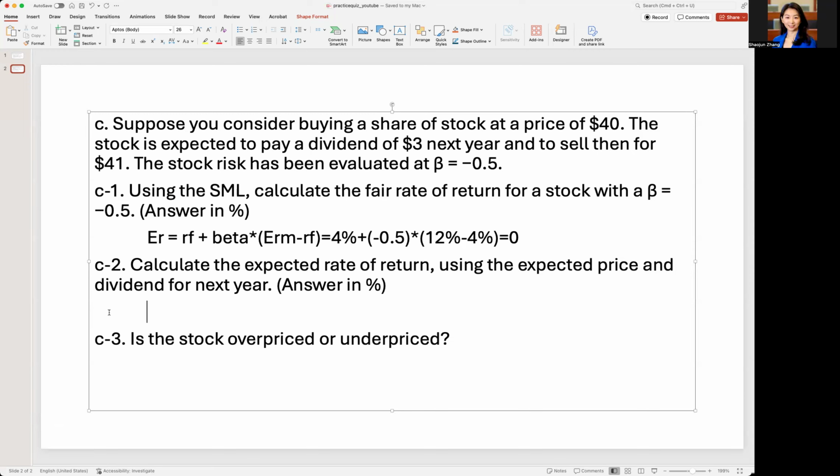Part two, calculate the expected rate of return using the expected price and dividend for the next year. The expected holding period return equals price next year plus dividends divided by price this year, minus 1. So that's 41 plus 3 divided by 40 minus 1. That is 10%.